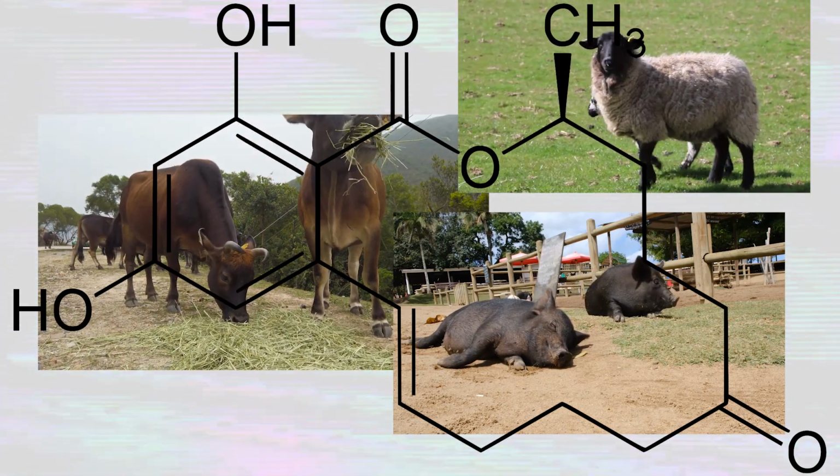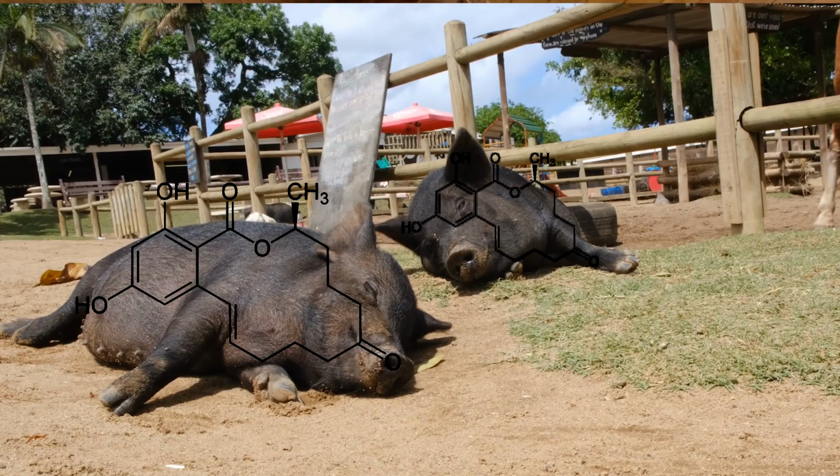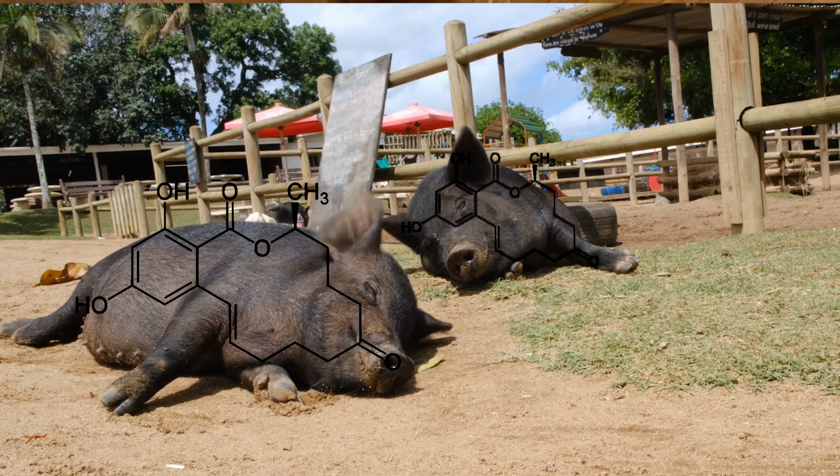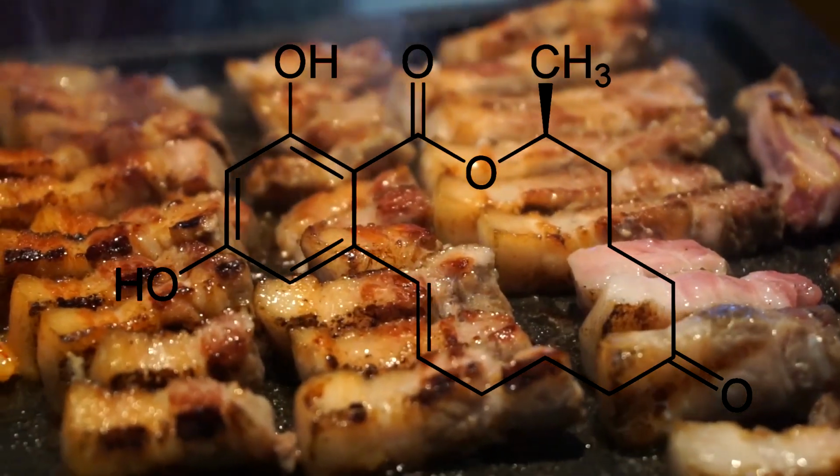That means the ZEA is going to be inside of the cows and the pigs, and that also means that the ZEA is going to be inside of the meat that we eat, the milk that we drink.